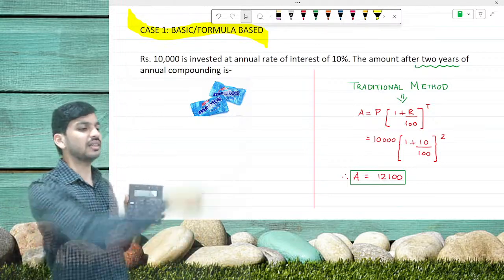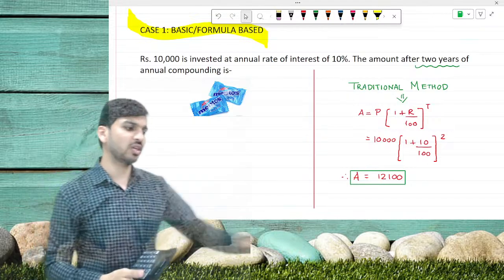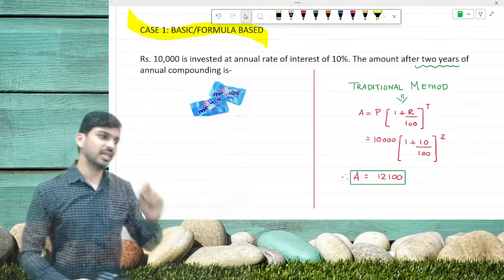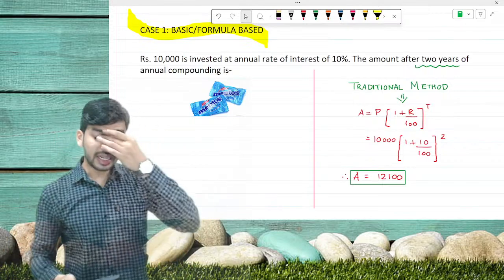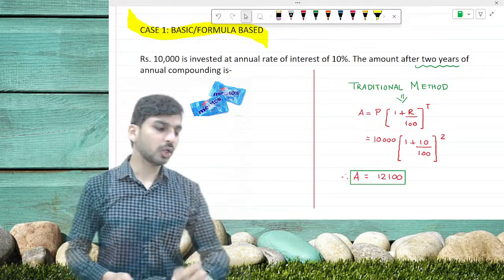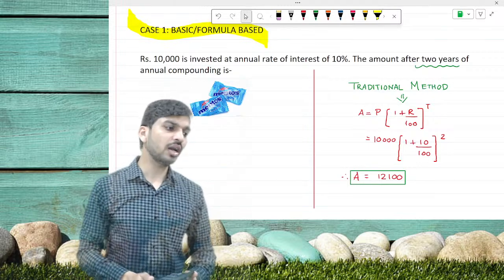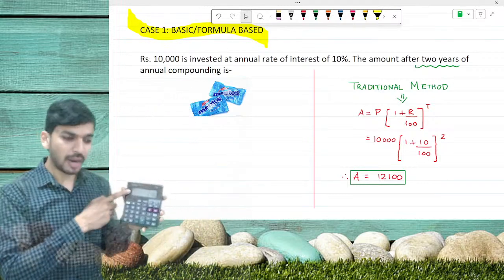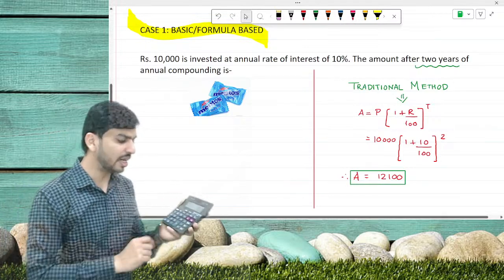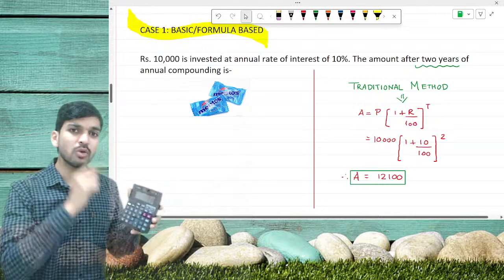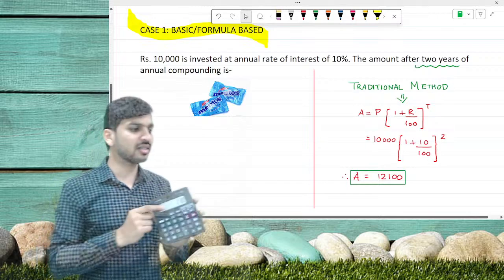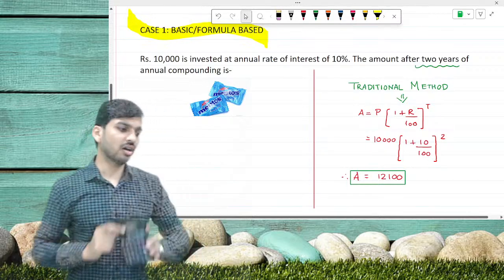You can compare the traditional method and your answer. I want every one of you to reply with your answers in the comment section. So the correct answer comes out to be 12,100. That is the amount after 2 years. And from this amount, if I subtract the principal, that is 10,000, it comes out to be 2,100. This is my compound interest. This is the interest that I have earned.